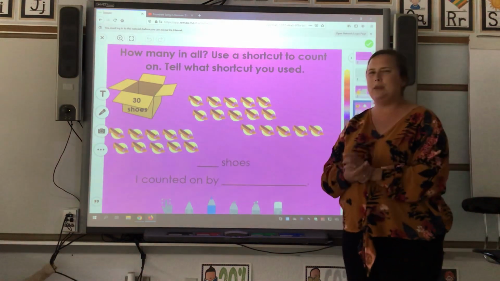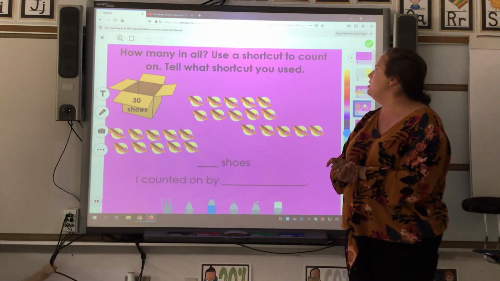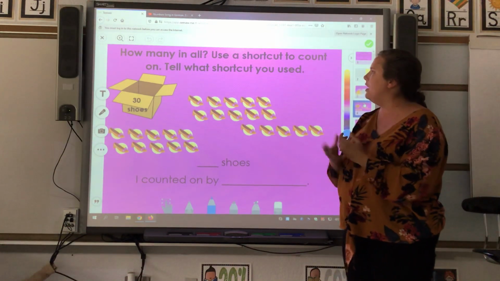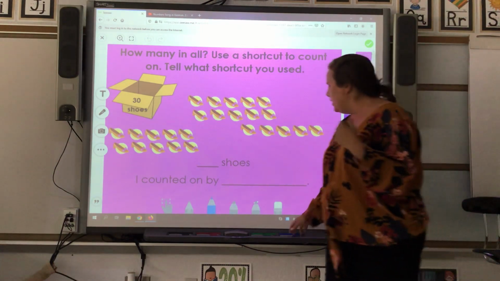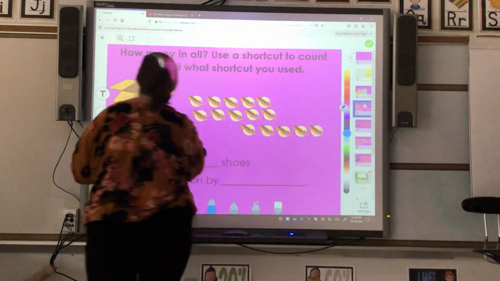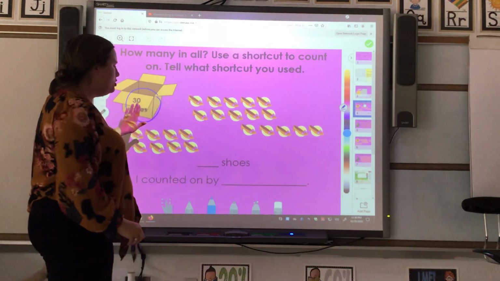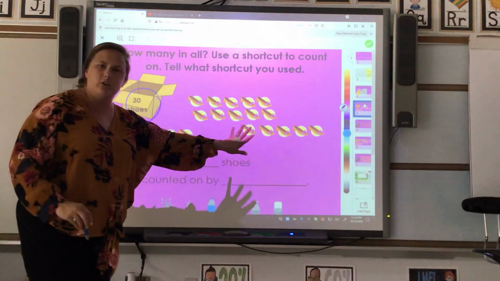All right, guys. So let's look right here. It wants us to tell how many shoes in all, but we're going to use a shortcut to count on. So we're going to talk about what shortcut we use. So we already have 30 shoes in this box. Well, we need to do 30 plus all of these other shoes.